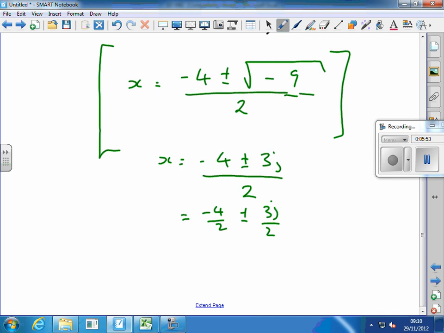We can split it, which gives us, what's minus 4 over 2? That's minus 2 plus or minus 1.5j, and that's our answer.